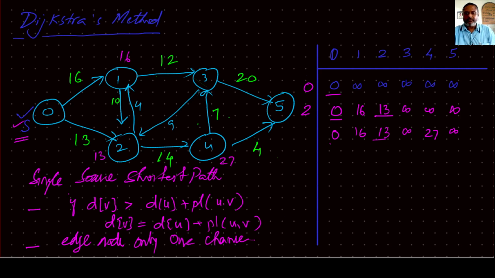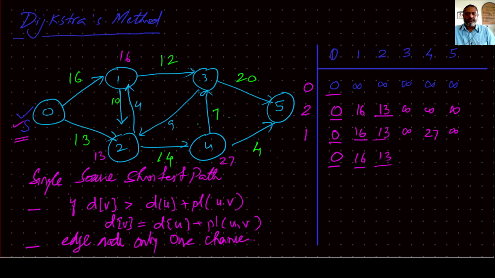So 0 is done, 13 is done, remaining are 16, infinite, 27, infinite. 16 happens to be the smallest. So node 1 is the next choice for continuation. From node 1 we can go to 2. So 16 plus 10 makes 26, but we have already reached there in 13. So this new path will not make any improvement, therefore 13 remains as it is.